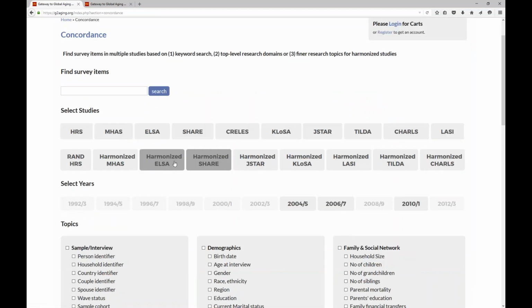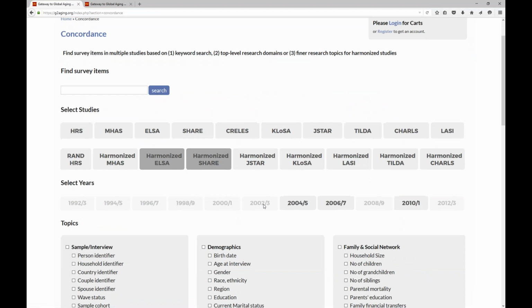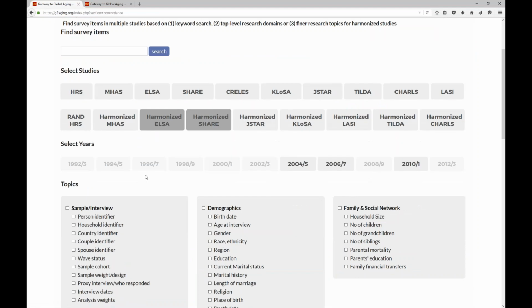And you can see as soon as I click these that certain years are grayed out, and those are years that aren't available because the survey wasn't yet conducted. So we don't want people to be searching for survey years which aren't possible. So between ELSA and SHARE, the years that are currently available to be comparable are 2004, 2006, and 2010.